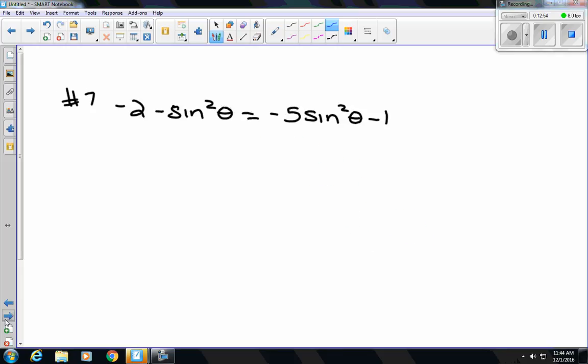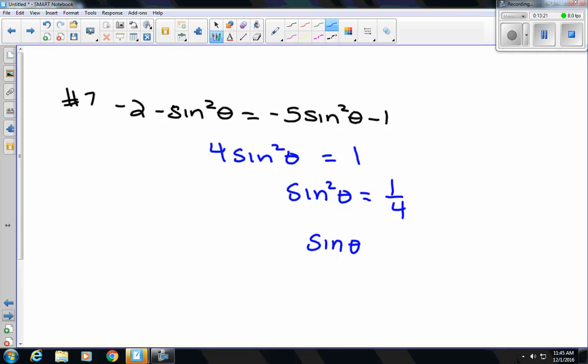All right, number 7. Add 5 sine squared. And what would I get? 4 sine squared theta. And if I add the 2, I get 1. And you divide by 4. Sine squared theta equals 1 over 4. You use the square root. Sine theta equals plus or minus 1/2. So that's all 4 quadrants.